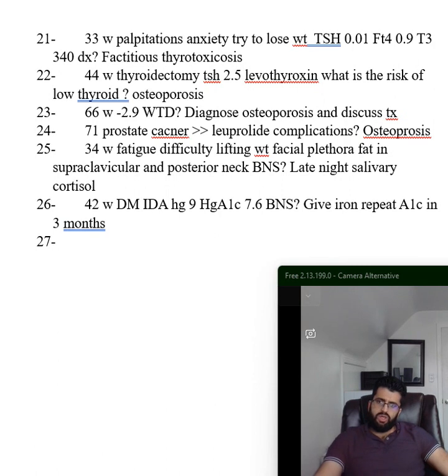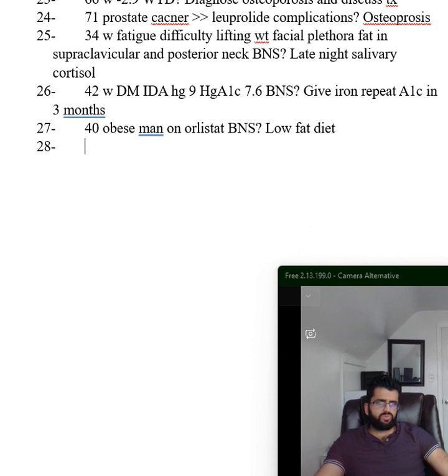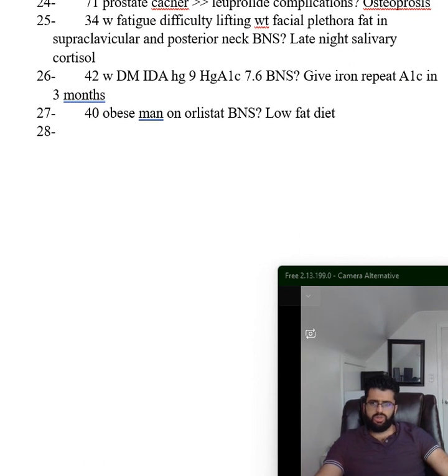Alright, now a 40-year-old obese man on orlistat to lose weight. Okay, what do you do? Recommend a low fat diet. This is something you need to know.